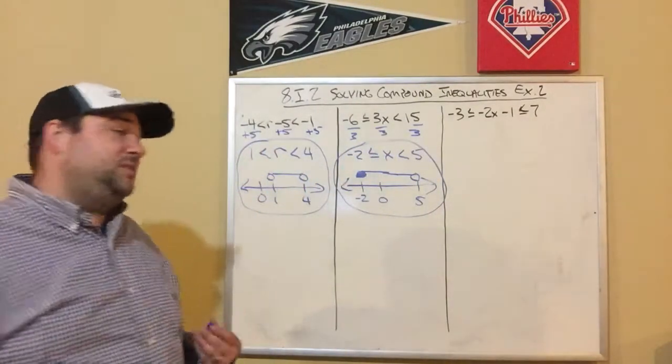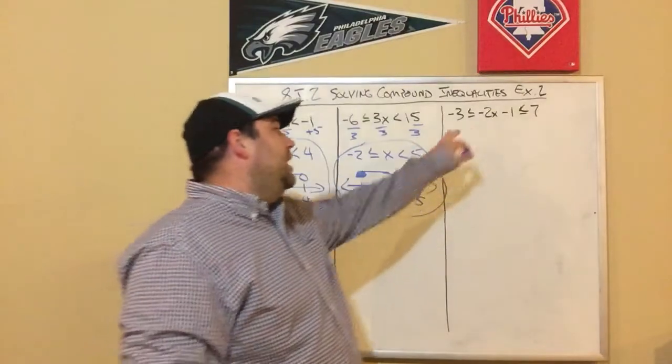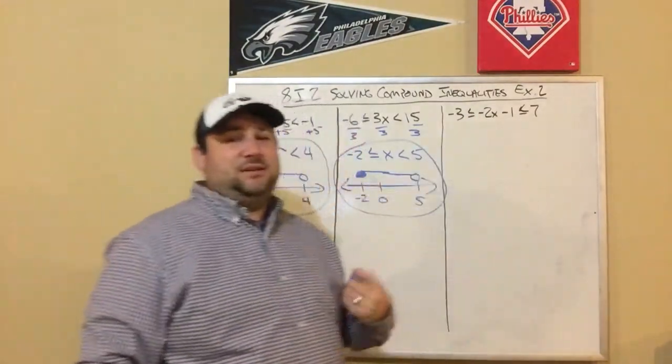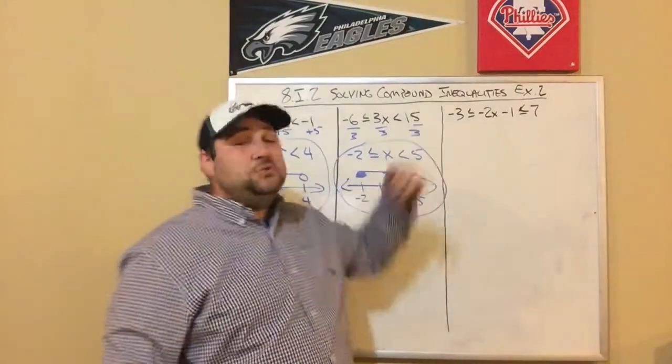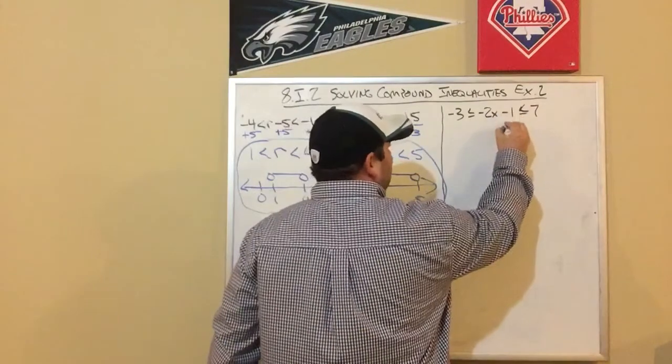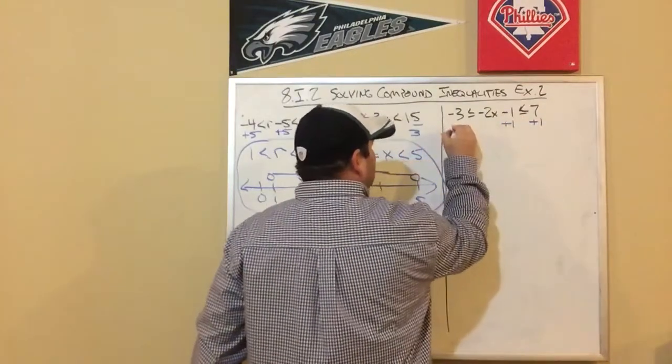So let's look at the third one. Third one's just a couple more steps. I got -3 is less than or equal to -2x minus 1, which is less than or equal to 7. So this is like a 2-step equation where first I get rid of what's being added or subtracted. So I'm going to get rid of this -1 by adding 1. And remember, you do it to all sides.